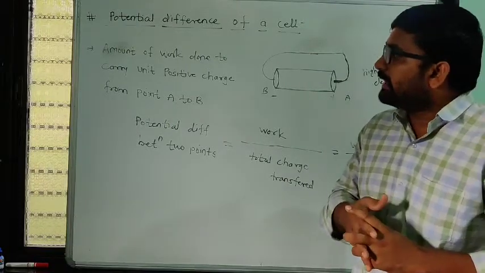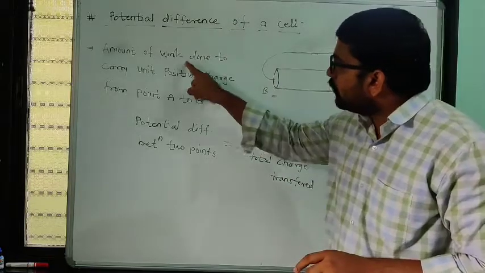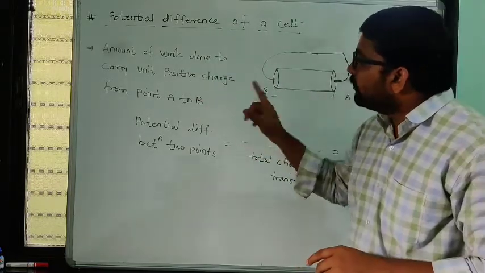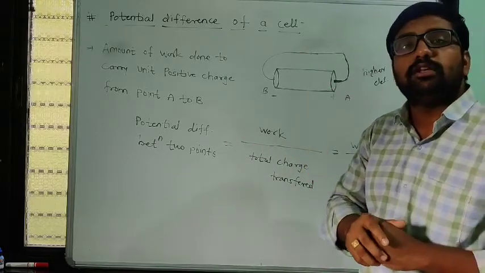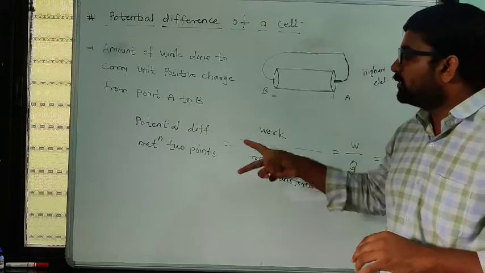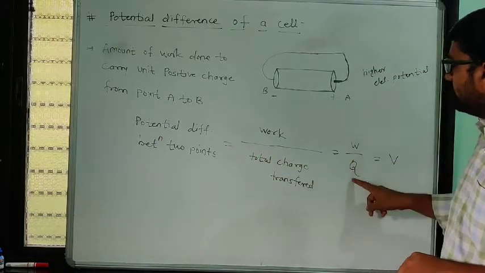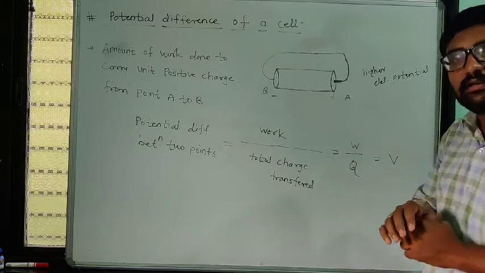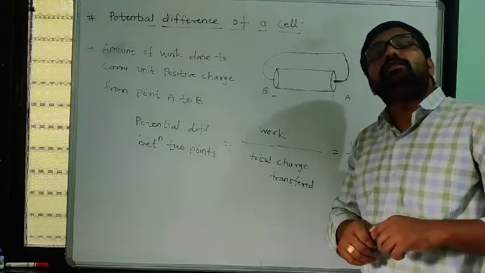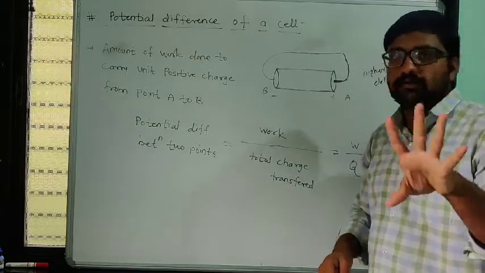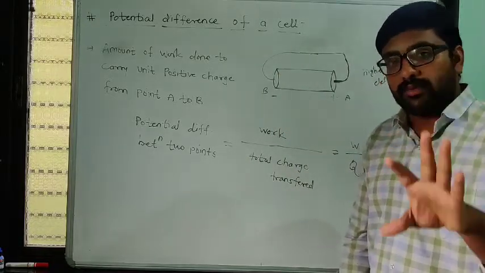What is the definition of potential difference? It is the amount of work done to carry a unit positive charge from point A to B. The formula of potential difference is the work per unit charge, and its unit is the volt. So that much about potential difference you have to remember.